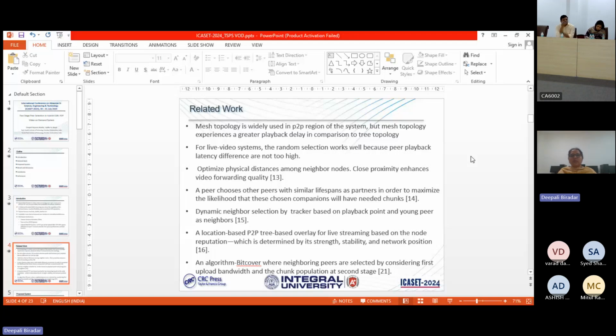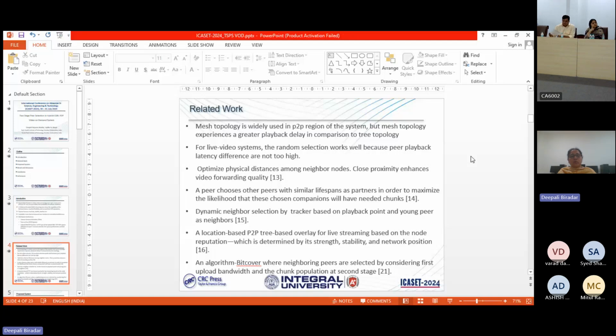In live streaming systems, most of them consider random peers, so there are random nodes, and they form the overlay. But this will not work for a VOD system, because the playback points will be different, or there may be a large gap between the playback points of the users. So that's why there are different parameters considered in the literature for forming the overlay.